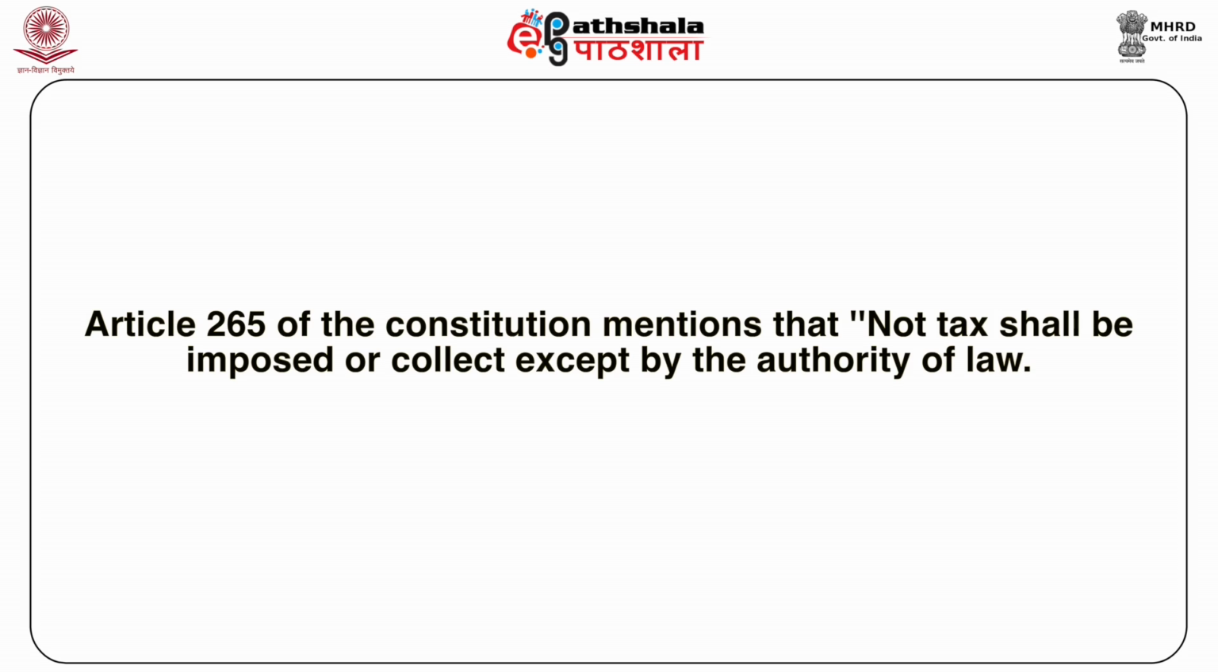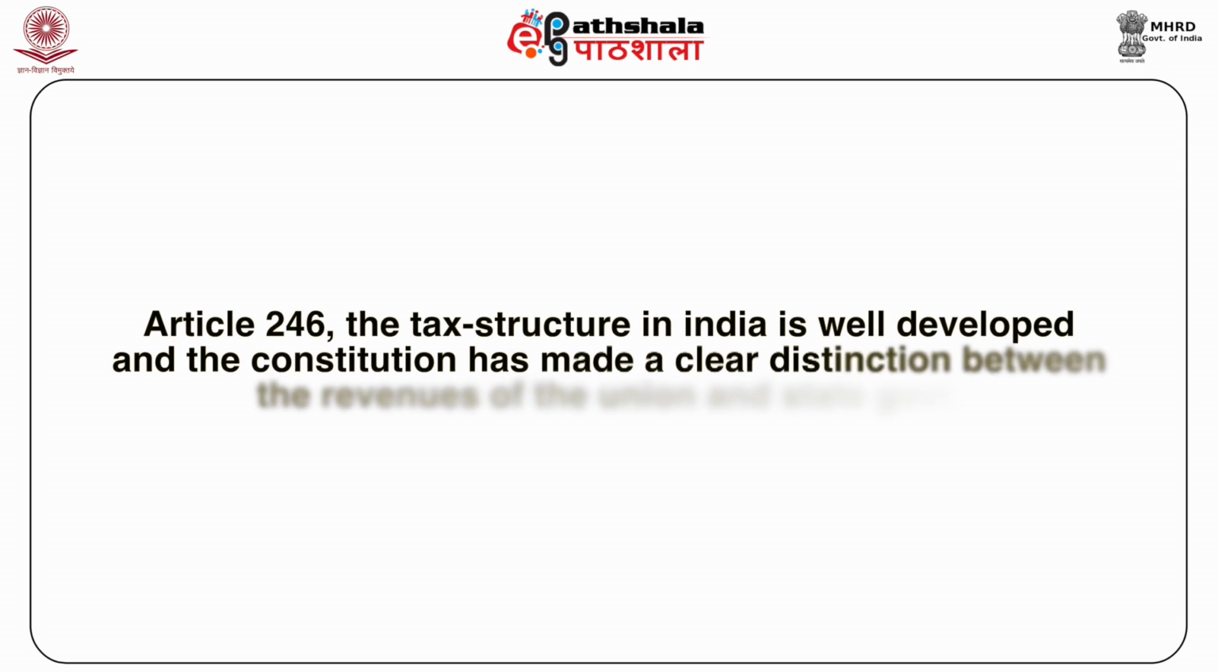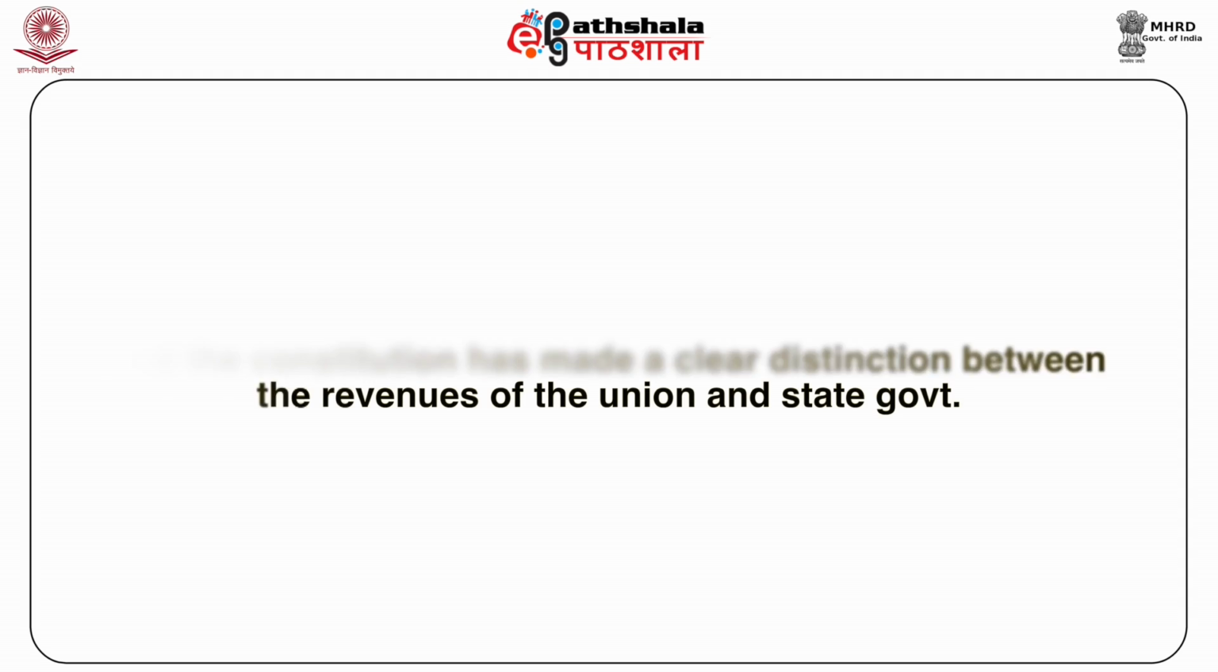Article 265 of the Constitution mentions that no tax shall be imposed or collected except by the authority of law. According to Article 246, the tax structure in India is well developed and the Constitution has made a clear distinction between the revenues of the union and state governments, articulated in the form of the three lists of union, state and concurrent.